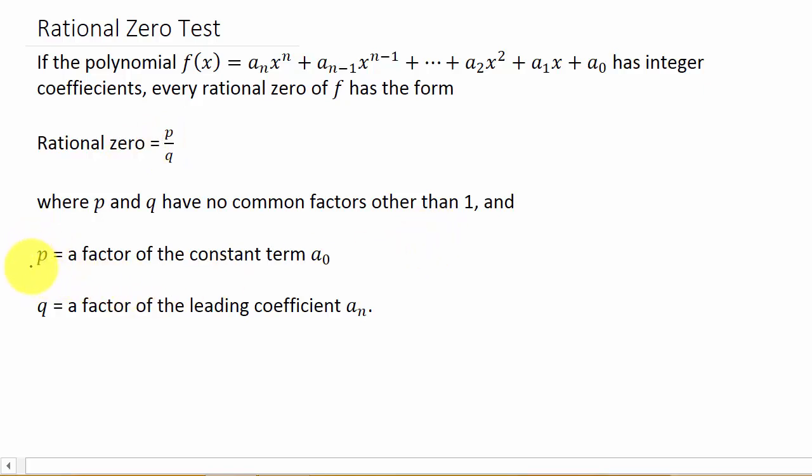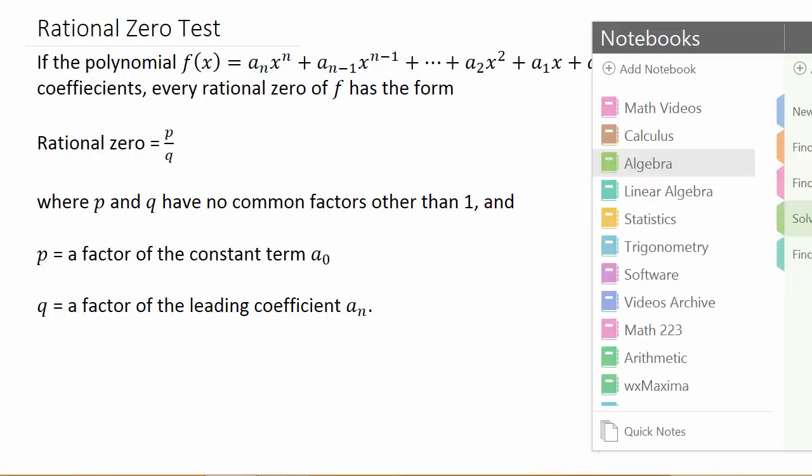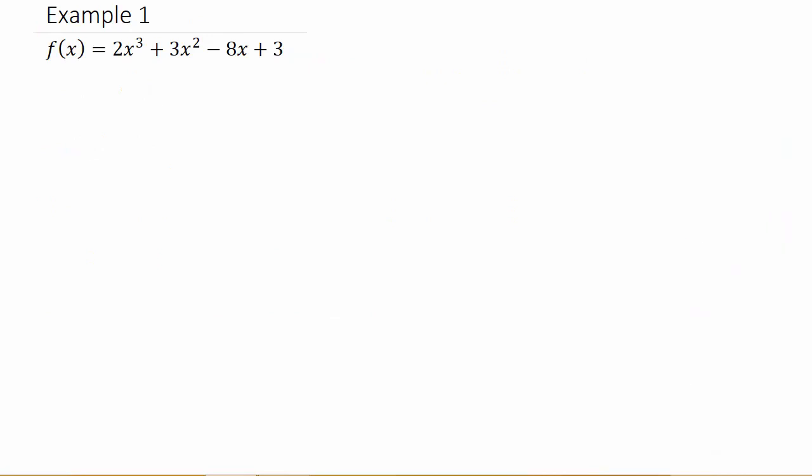And P is a factor of the constant term a naught. So all the factors of the constant term, that's going to be P. And all the factors of the leading coefficient, this a sub n, the number in front of the variable with the largest exponent, that's going to be Q. Okay. So let's go ahead and look at an example.